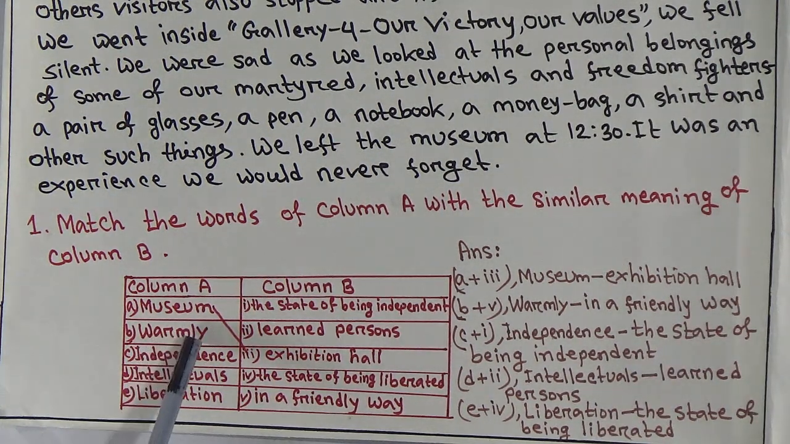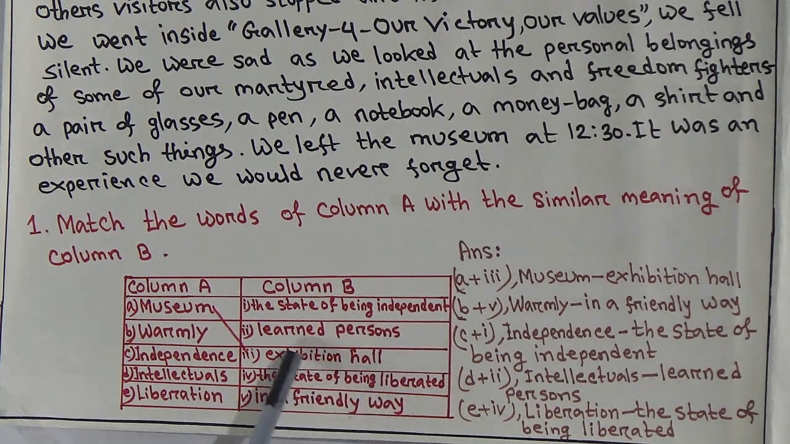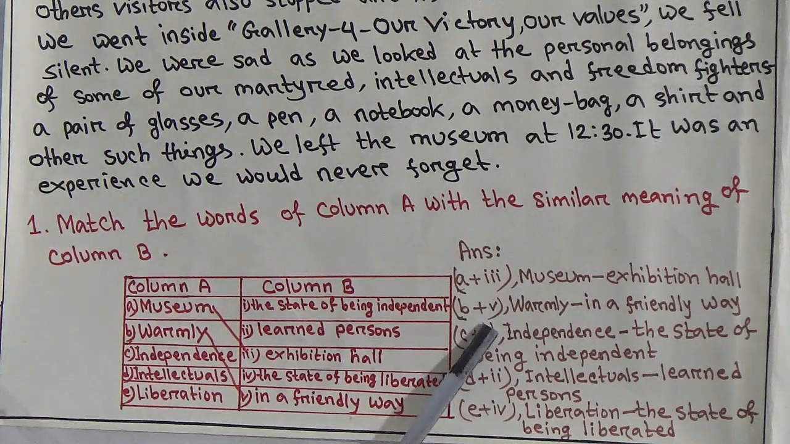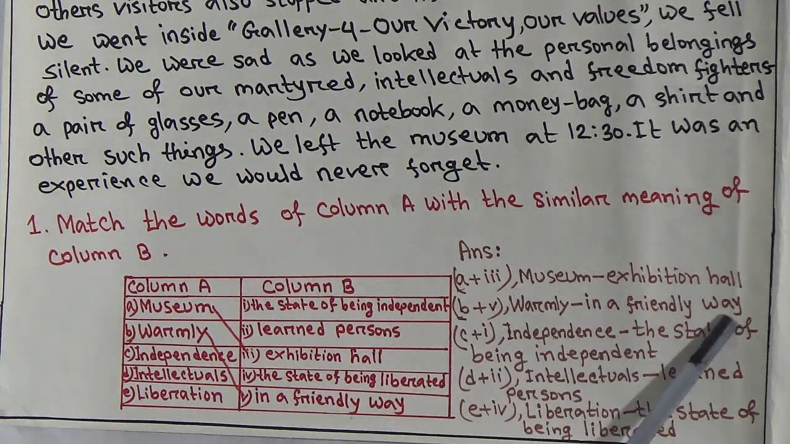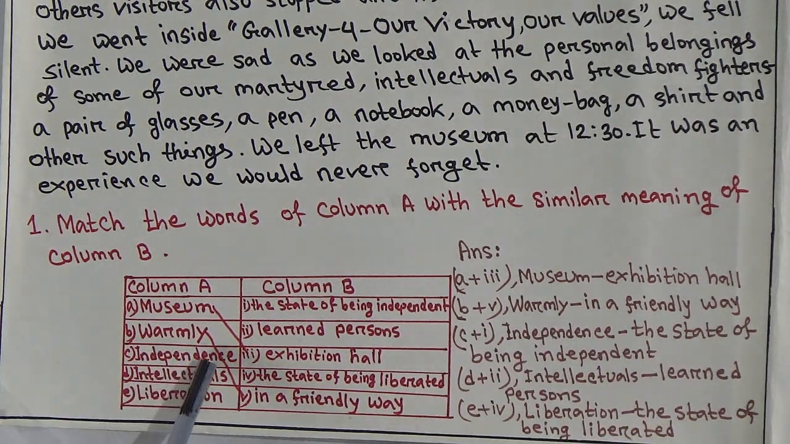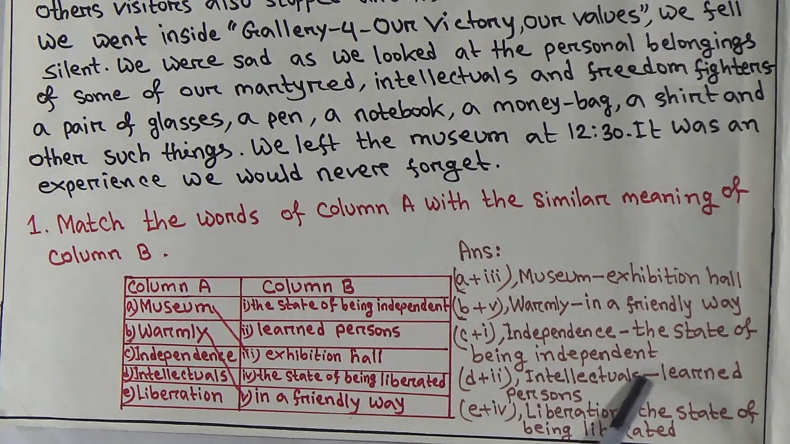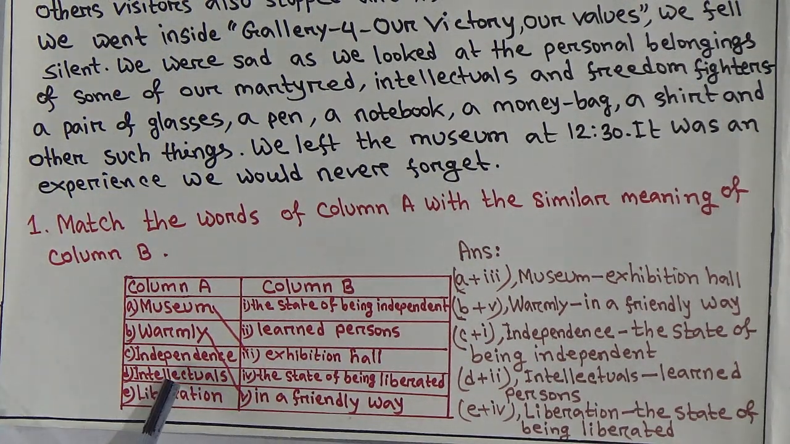Number 2, warmly. What does it mean? Search the answer. The state of being independent. No. Exhibition hall. The state of being liberated. Yeah, in a friendly way. Yes, it matches here. In a friendly way. So B plus 5. Warmly, in a friendly way. Number C, independence. Independence, the state of being independent, is matched. So C matches with number 1. C plus 1. Independence, the state of being independent. Next one is intellectuals.